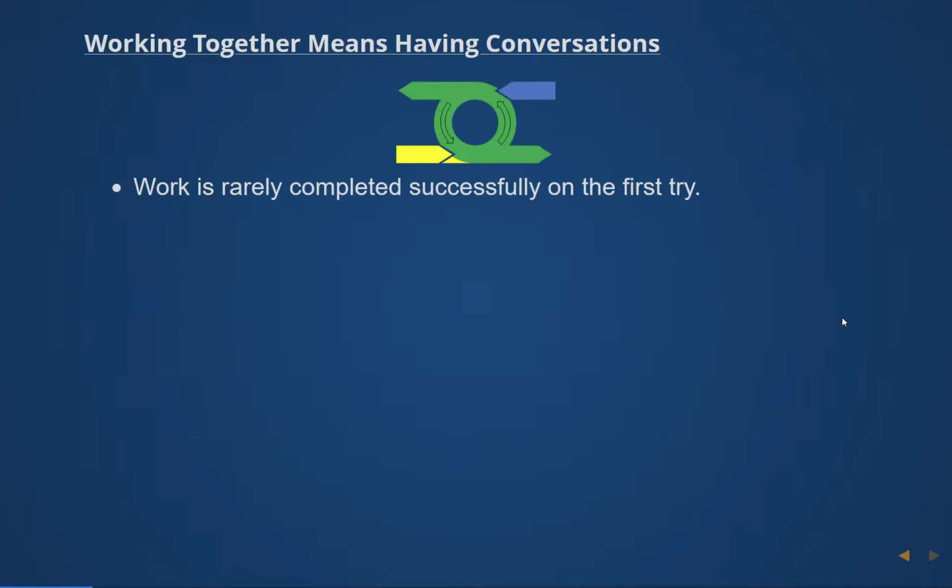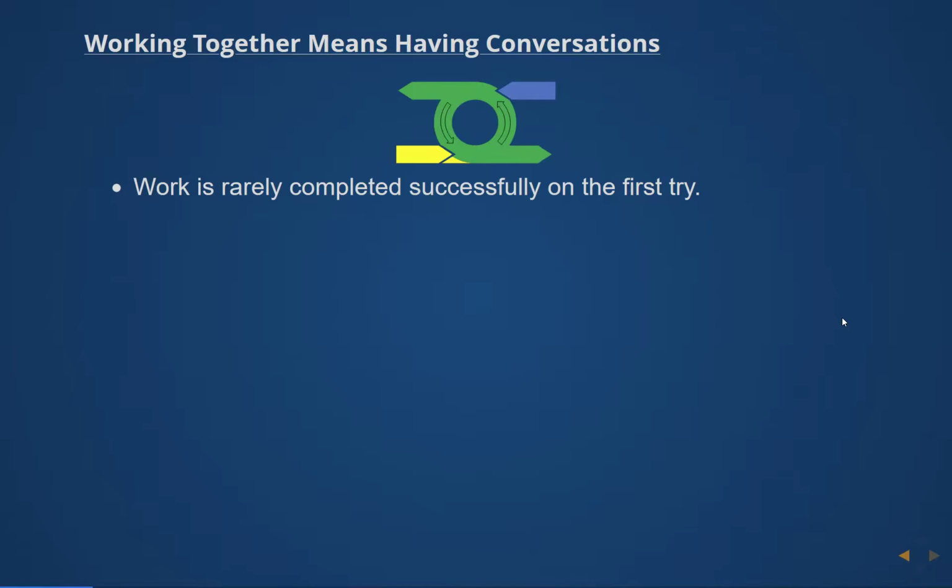Working together means having conversations. You basically never complete anything you do on the first try. It always involves iteration. So a conversation, if you're talking with one other person, there's a certain amount of back and forth that is involved before you can reach a shared mutual understanding.